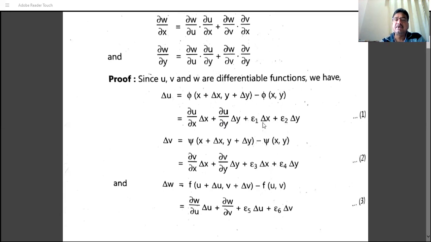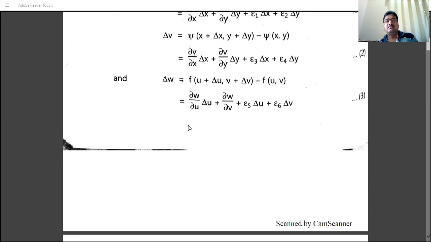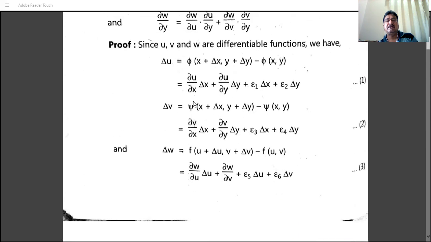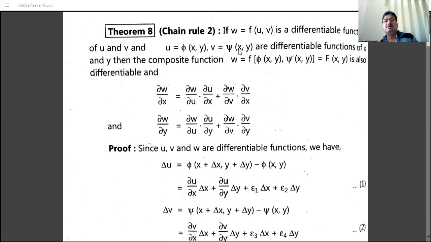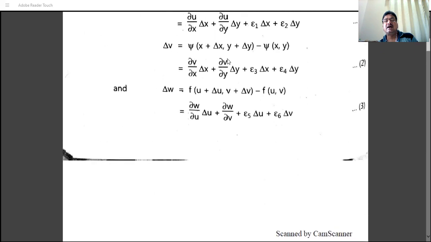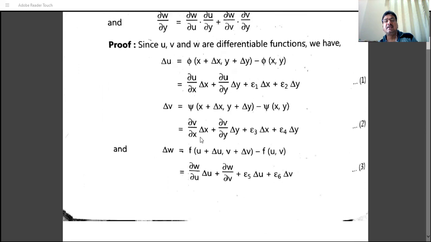1 and epsilon 2. Obviously the limit of epsilon 1 and epsilon 2 as delta x, delta y tends to 0, 0 is 0. Okay, so the combined statement is, after these three definitions, delta v is what? It is the function of x and y, ψ(x plus delta x, y plus delta y) minus ψ(x,y), which is ∂v/∂x delta x.